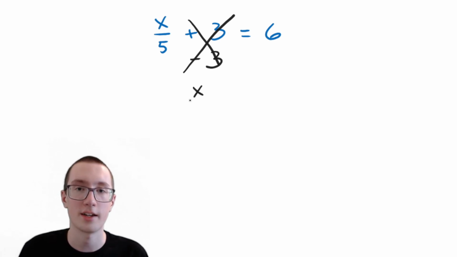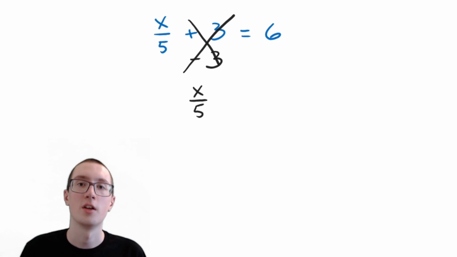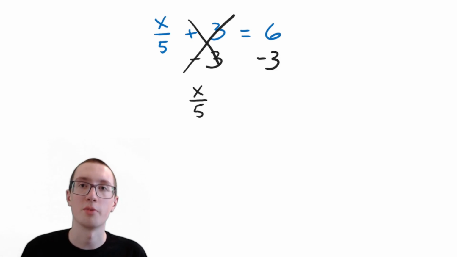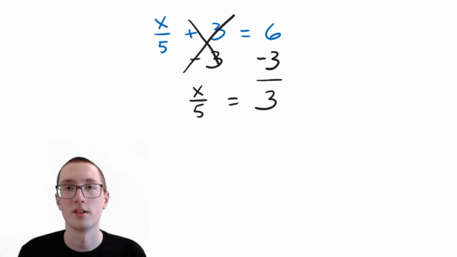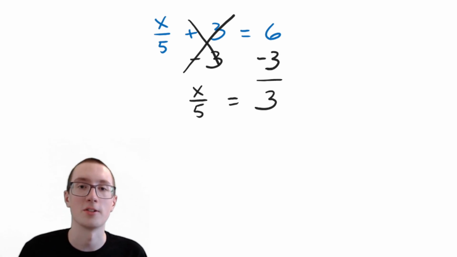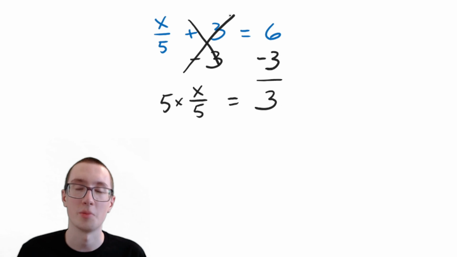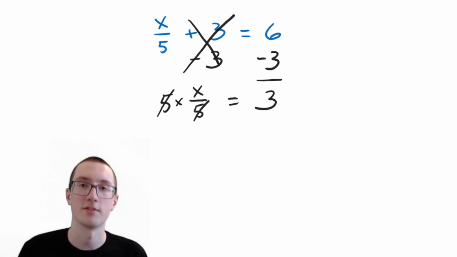And we're left with just x divided by 5. But remember, we have to do it to the other side as well. So we're going to put minus 3 on this side. 6 minus 3 is 3. So now we're left with x divided by 5 equals 3. And now this is just a one-step equation. So we're going to do, remember I said this was division, so we're going to do the opposite of division, which is multiplication. So we're going to multiply by 5 because that's going to be what cancels out these 5s.